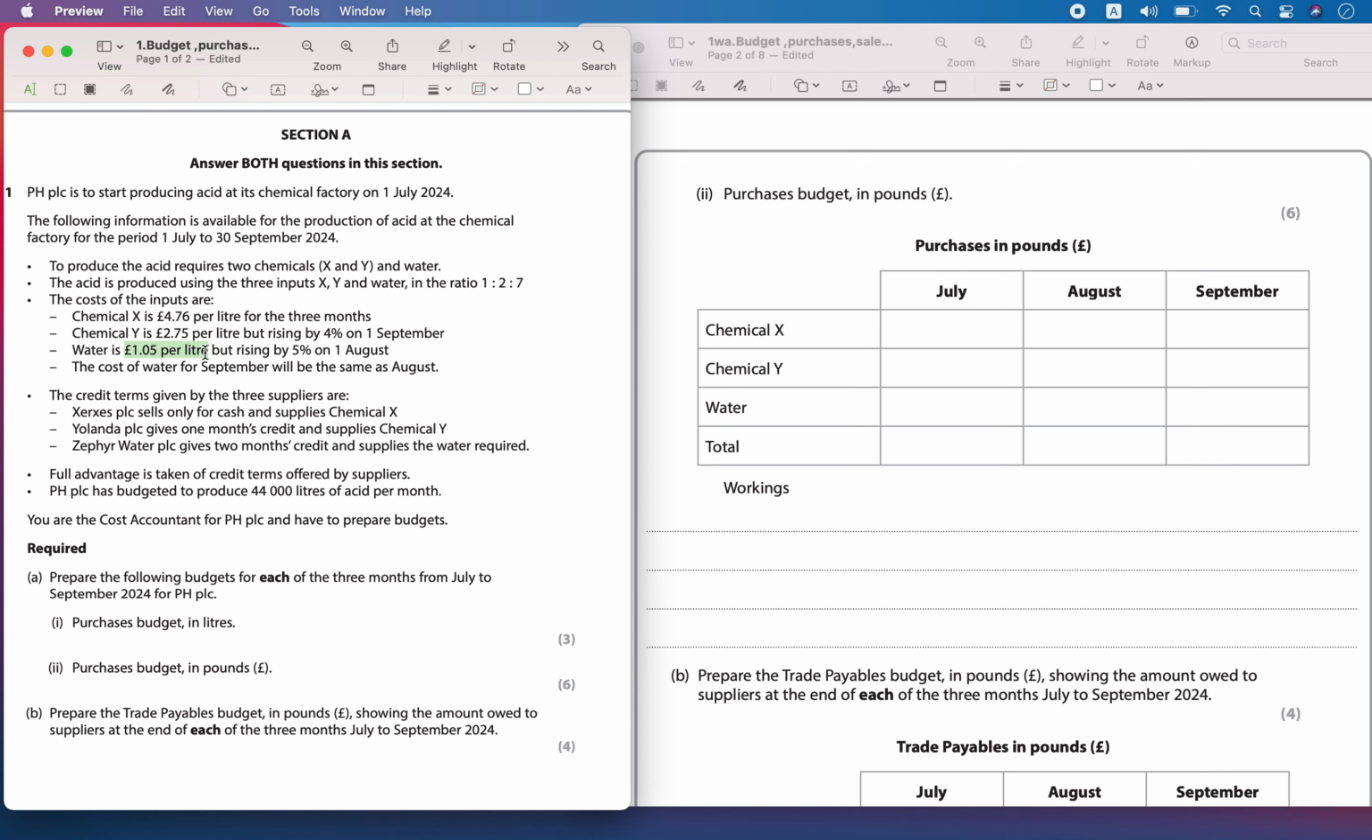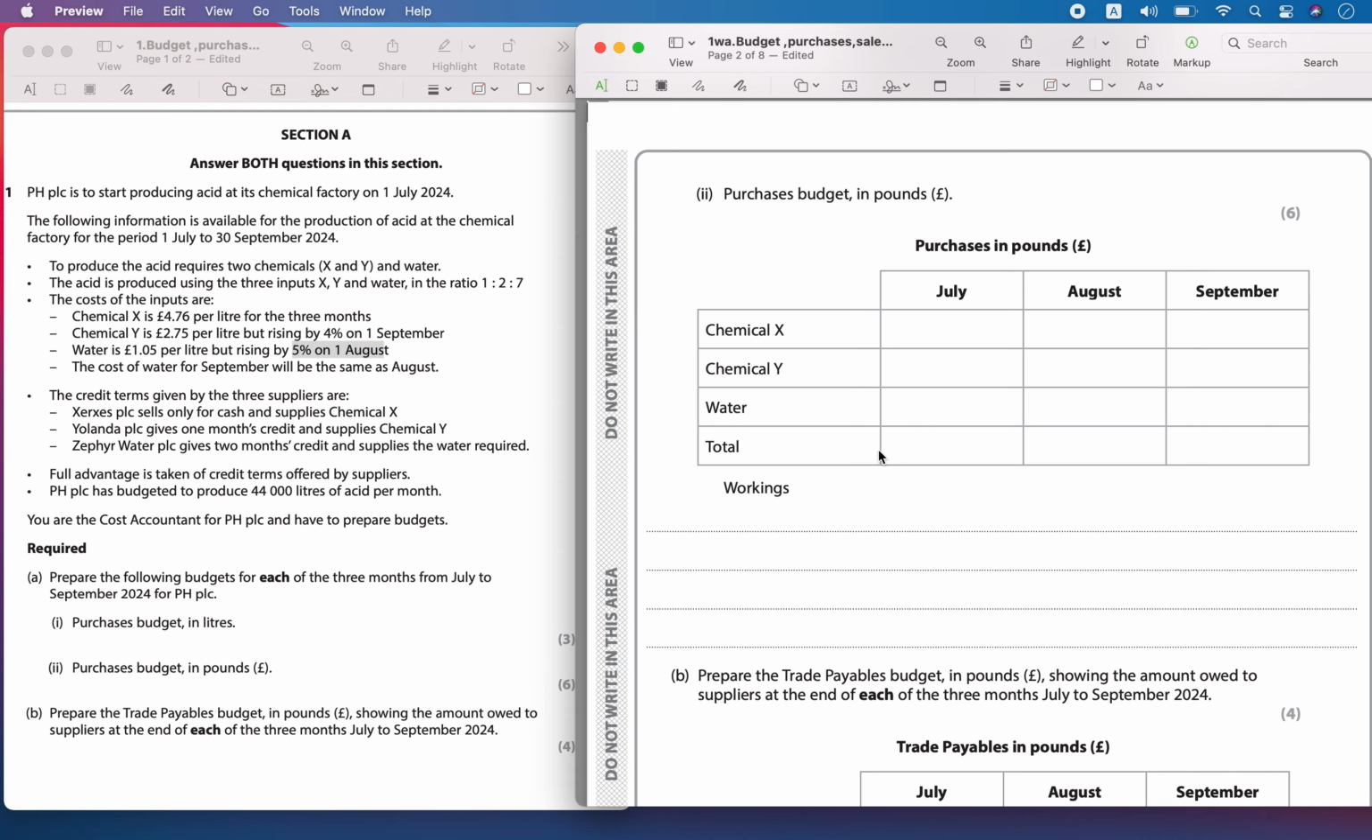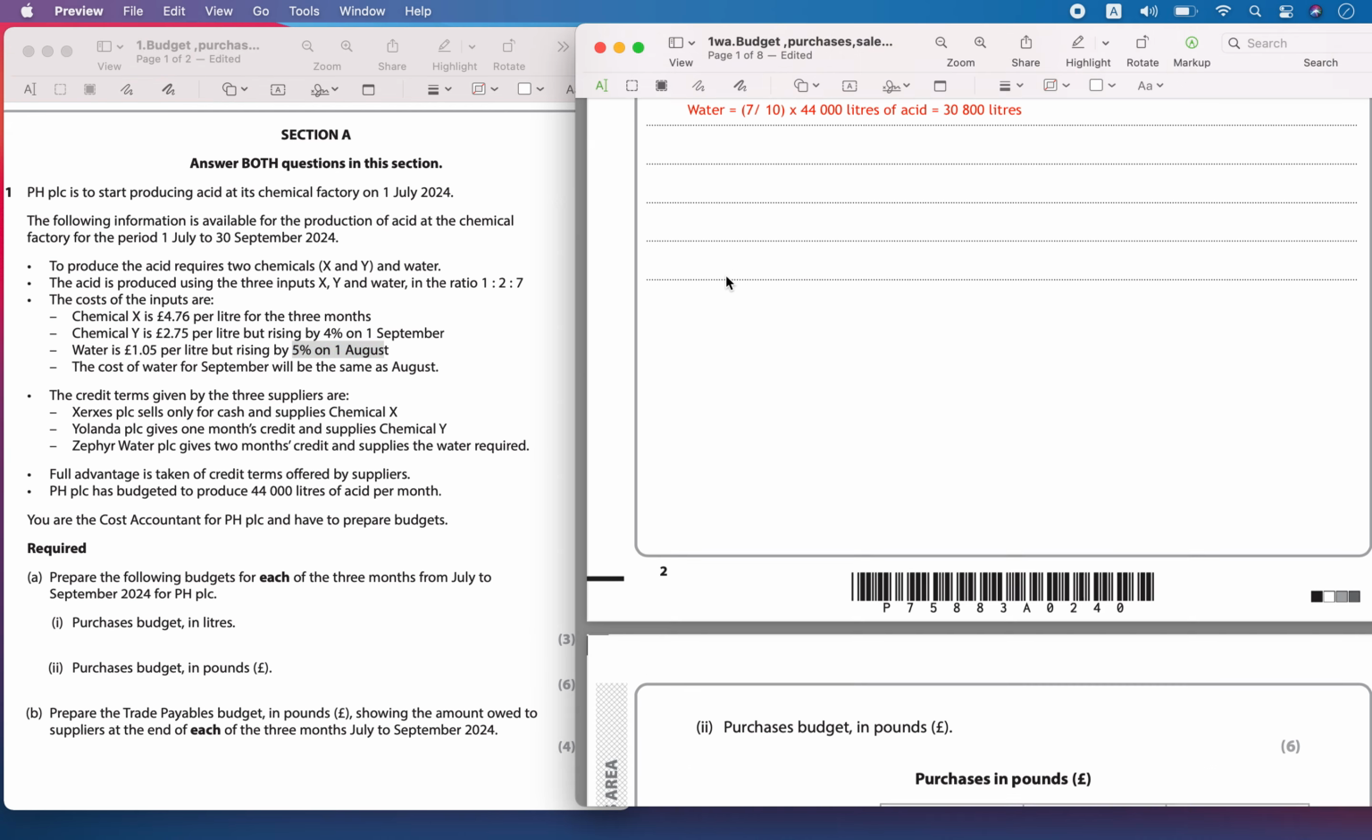And for the water, it is 1.05 per liter, but it is rising by 5% on 1st August. So it will increase to 1.05 plus 5% in the month of August and in September. So the cost of water for September will be the same as in August. Okay, so now we have to calculate here.